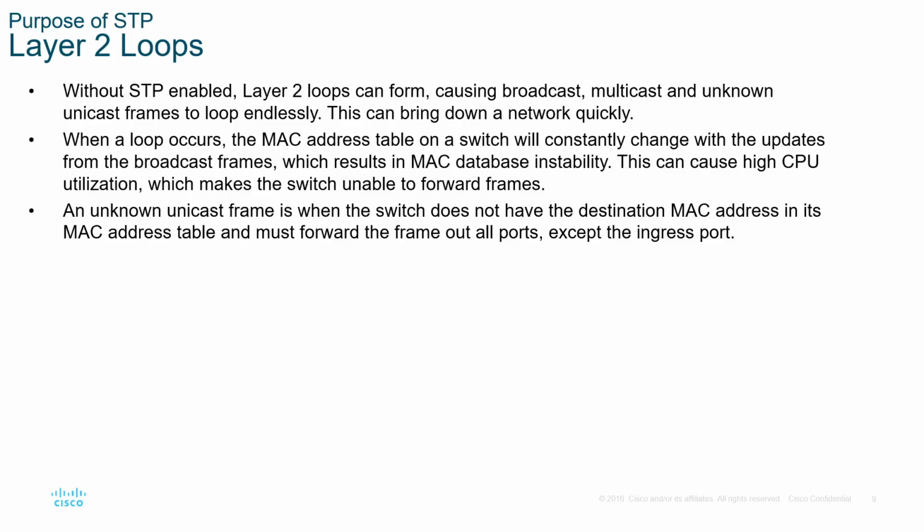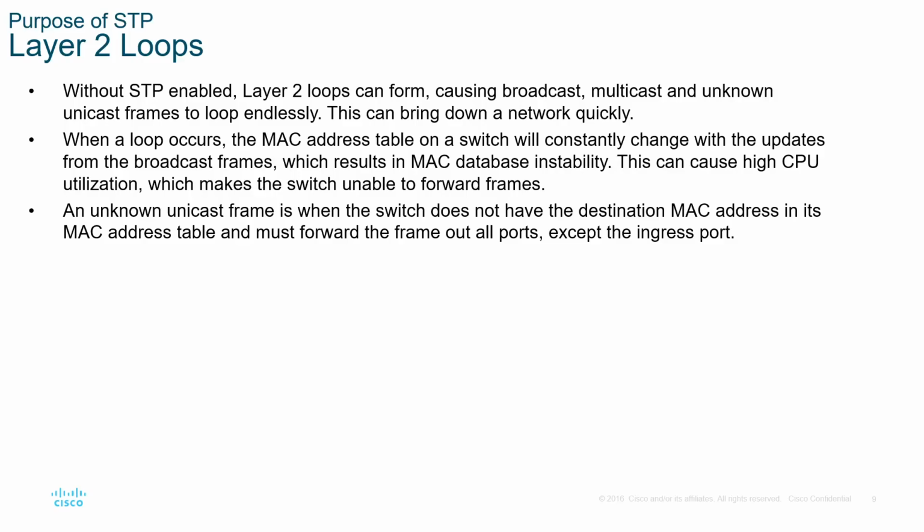Now, without STP enabled, these layer 2 loops that we just mentioned can be formed and they can cause broadcast, multicast, and unknown unicast frames to loop endlessly. And of course, this is terrible for the network. This can obviously bring down a network quickly. When a loop occurs, the MAC address table on a switch will constantly change with the updates from the broadcast frames, which results in MAC database instability. This can cause high CPU utilization, which makes the switch unable to forward frames.